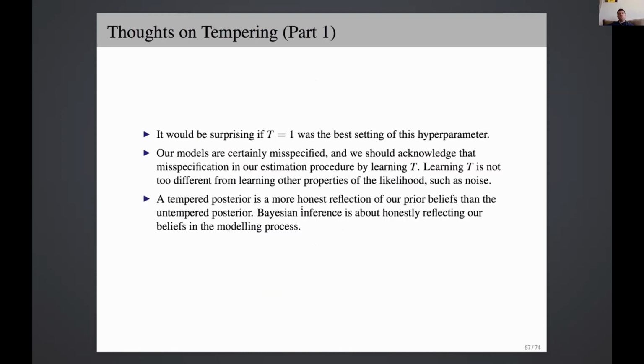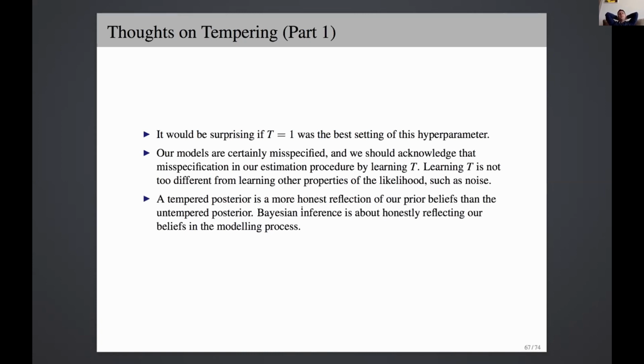So a few thoughts on tempering. And this also speaks to, I think, Bayesian inference at large, not just Bayesian deep learning. It would be surprising if we found that t equals 1 was the best setting of that hyperparameter. I mean, this is another parameter. It can take any value. We know what kind of effect it will have. It would be kind of amazing and magical for t equals 1 to be the best setting of that parameter with hindsight.